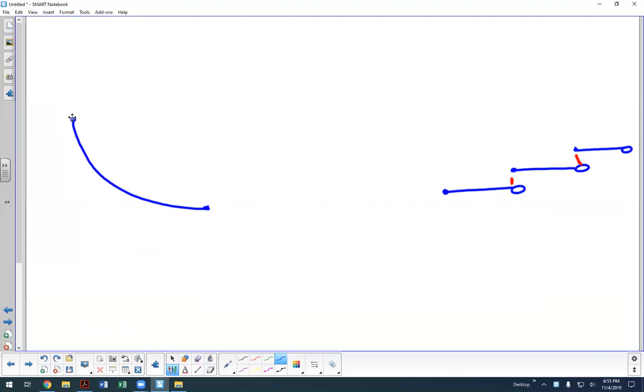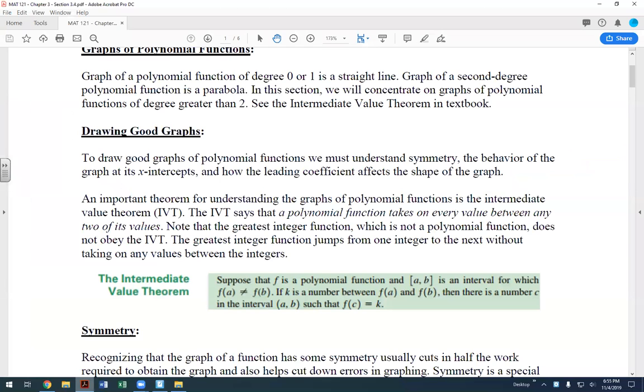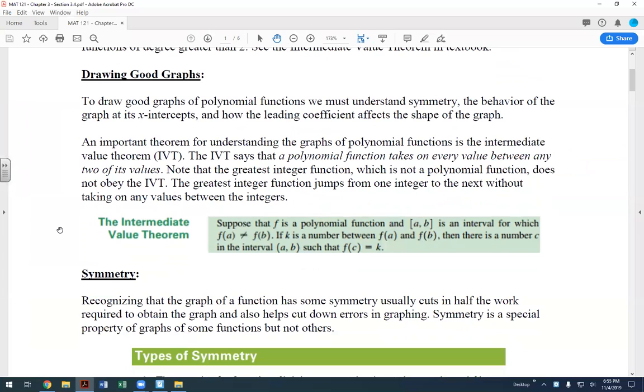The Intermediate Value Theorem tells us you're going to have a continuous graph. You won't have to worry about those jumps happening like it does with the greatest integer function. And this is just the formal definition.